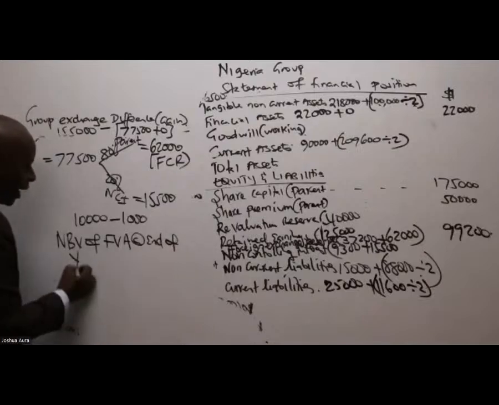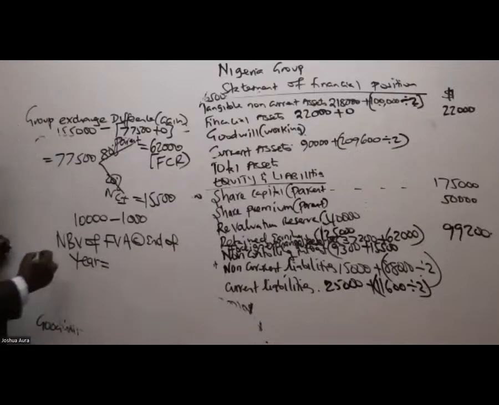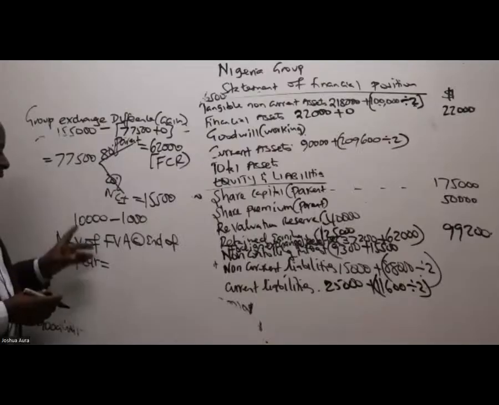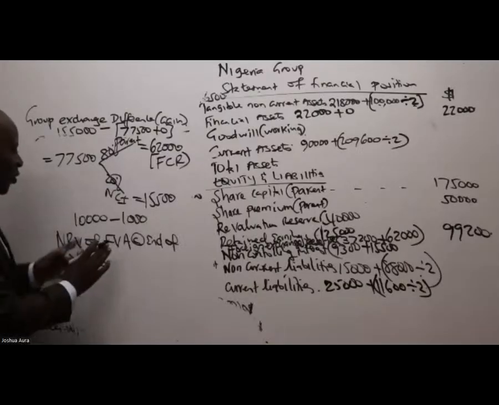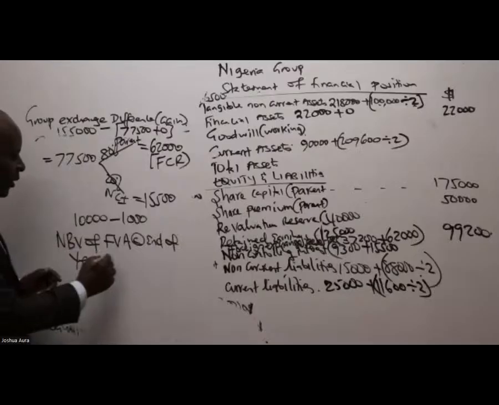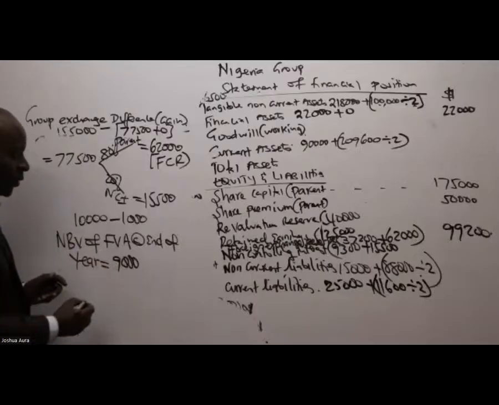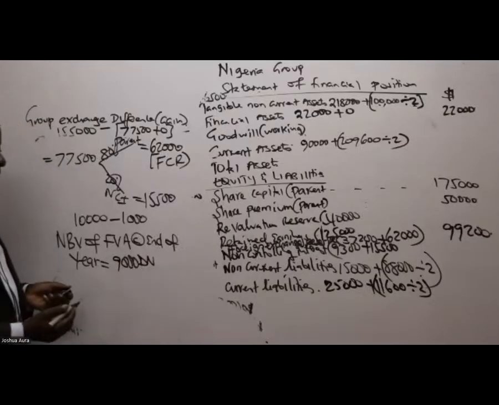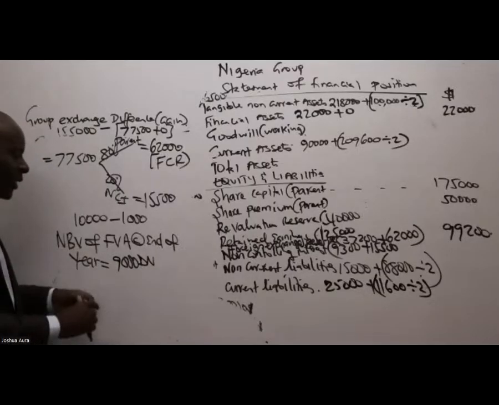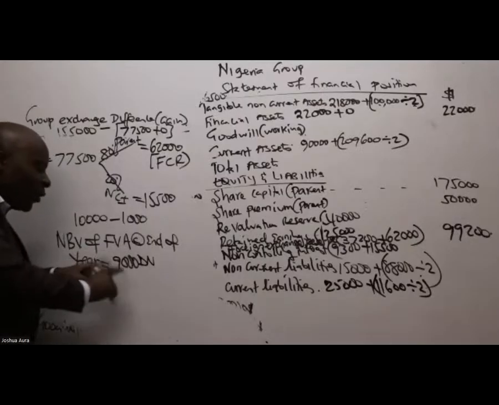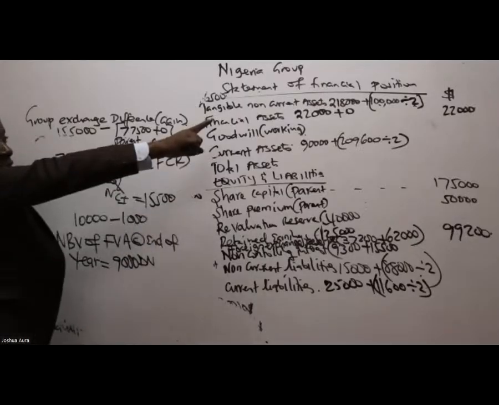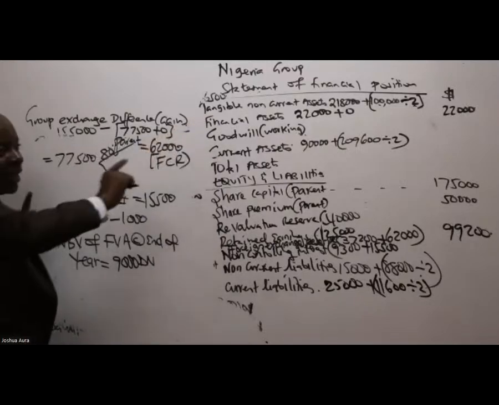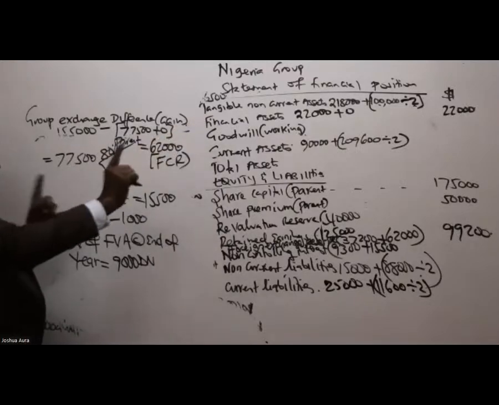At the end of the year, this will be 10,000 minus 1,000, which gives me 9,000, which is DN 9,000. And I would want, ladies and gentlemen, to bring this fair value adjustment and incorporate it here in the PPE. It's an increase in my PPE value.